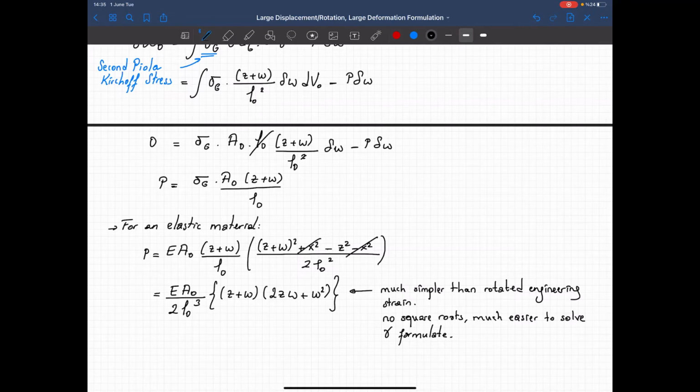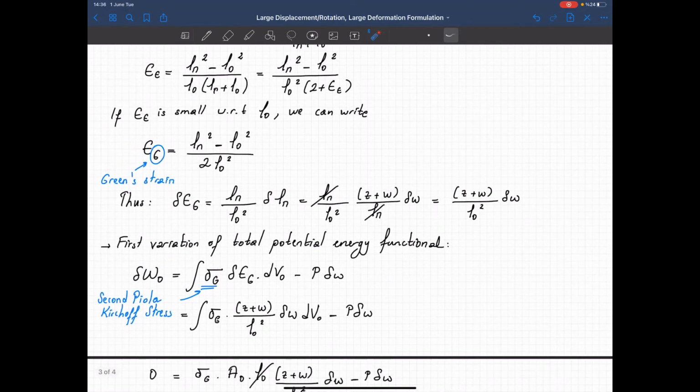So this is the second expression. Here we assume that the strains are small. So we allow large displacements and rotations, but in return we don't assume large deformation, we assume small deformation in the green strain definition.